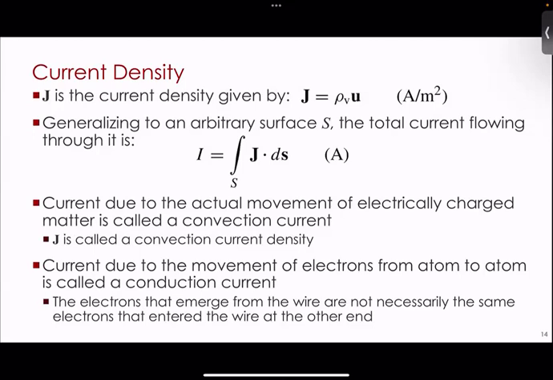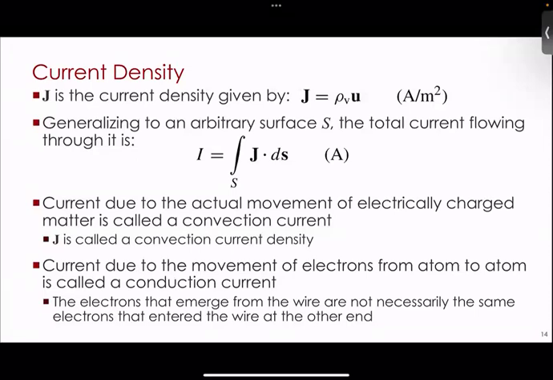So if you set up an electric field due to a voltage, you can make the electrons move from atom to atom to atom, okay? That's one type of current. That one is called conduction current. The electrons that emerge from the wire are not necessarily the ones that entered the wire on the other end, okay? So you have movement of them, but it's not one that's moving all the way through.